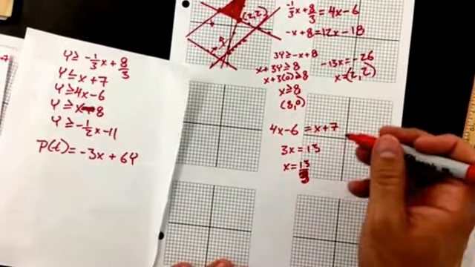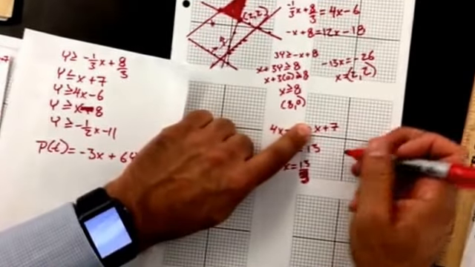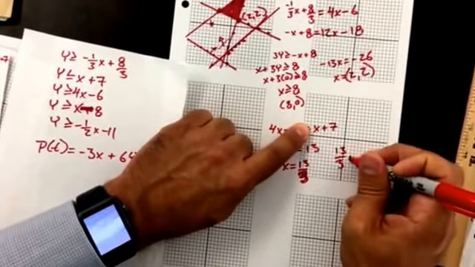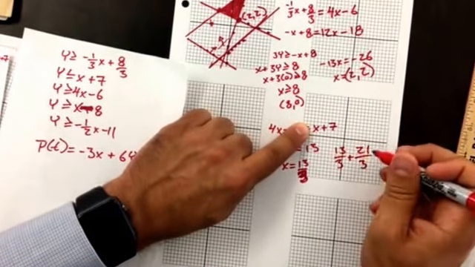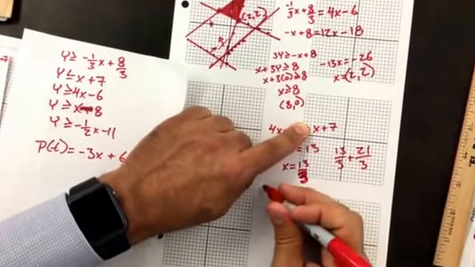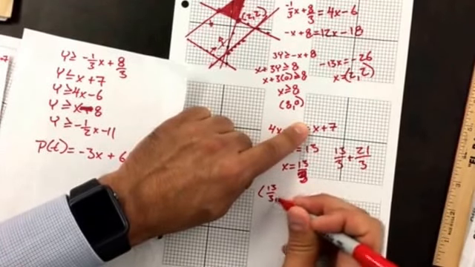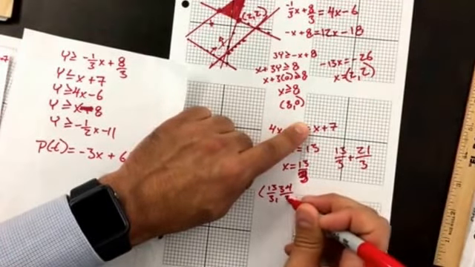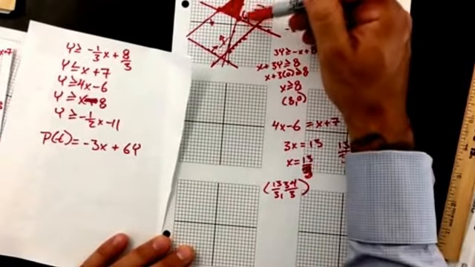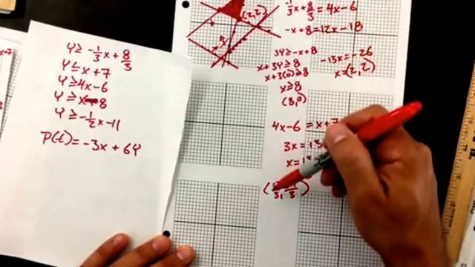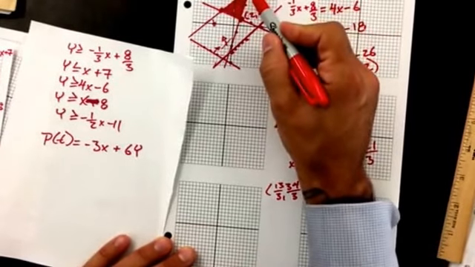Plug that back into one of the equations. 13 over 3 plus 7. 7 is 21 over 3. That gives 34 over 3. So my answer to that one is (13 over 3, 34 over 3). So that's just over 11. That looks like it's just over 11 high, and x is just over 4. It looks like it's just past 4.